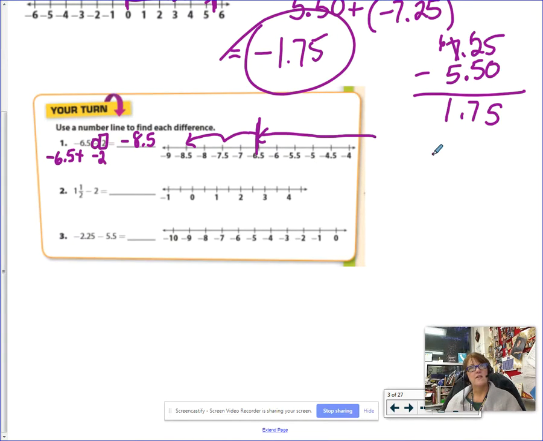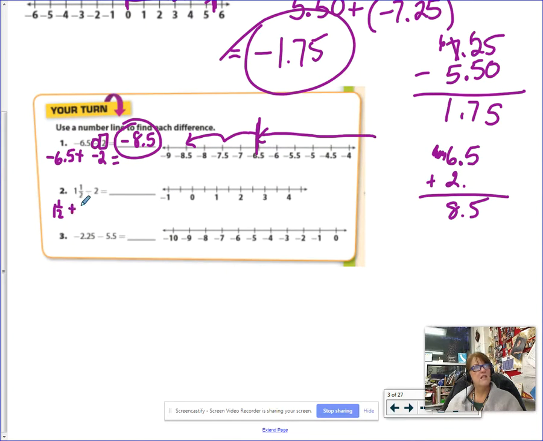Personally, I would think of it this way: -6 5/10. Same sign, find the sum. Take the absolute value of those two, line up the decimal point, put your answer right there. Look at these two: 1 1/2 minus 2. Think of this as 1 1/2 plus -2. Keep the first one and change subtraction to add the opposite.